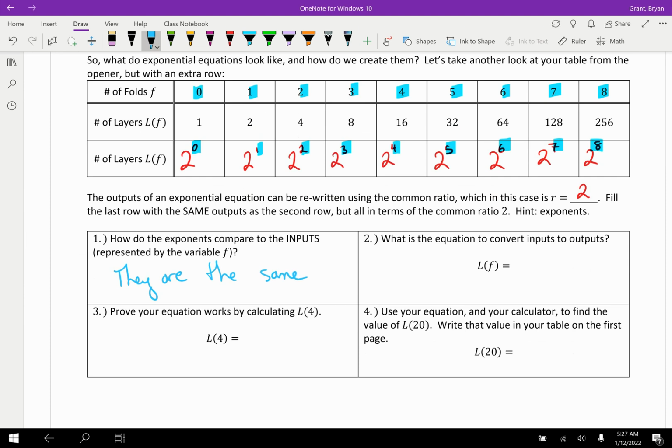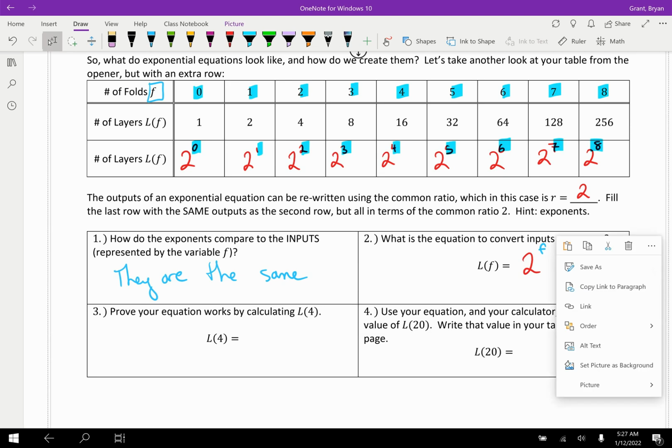So, what is the equation to turn inputs into outputs? Well, the input is the thing in the output that changes every time. What stays the same in the output? The thing that stays the same in each output is that 2. But the thing that's changing is the exponent. And the exponent matches the number of folds, which we use the letter F for. So I think we could do 2 to the F power.